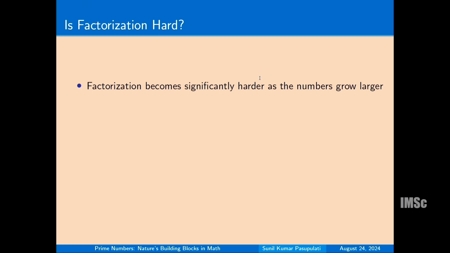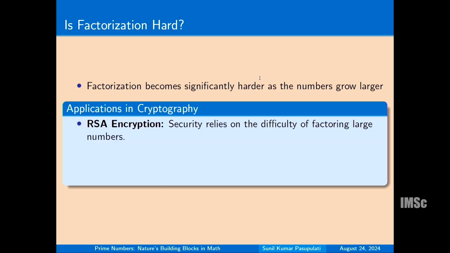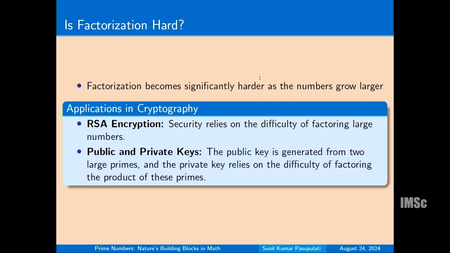So is factorization hard? Of course it is hard. As you can probably see, till some smaller numbers you are probably able to factorize very easily. But when it goes to larger numbers, it's really hard. Using this, factorization being hard, primes are used in cryptography. One is RSA encryption, another one is the public and private key. If you take two large primes and multiply them, factorizing the product back into two different primes becomes tough. Using that, they use these public and private keys.